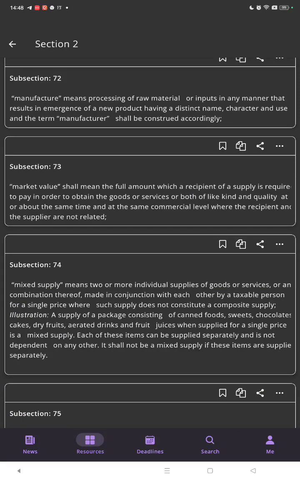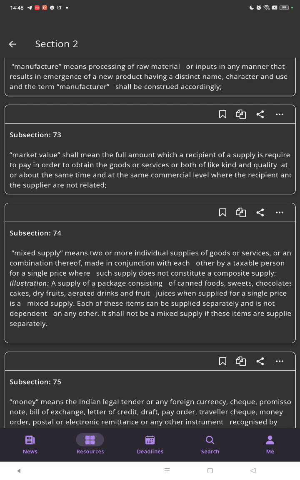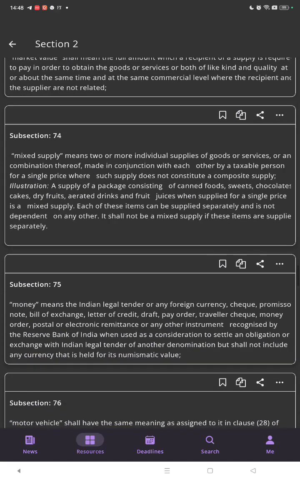Subsection 74. Mixed supply means two or more individual supplies of goods or services or a combination thereof made in conjunction with each other by the taxable person for a single price, where such supply does not constitute a composite supply. Illustration: a supply of a package consisting of canned food, sweets, chocolates, cakes, dry fruit, aerated drinks, and fruit juice, when supplied for a single price, is a mixed supply. Each of these items can be supplied separately and is not dependent on any other. It shall not be a mixed supply if these items are supplied separately.